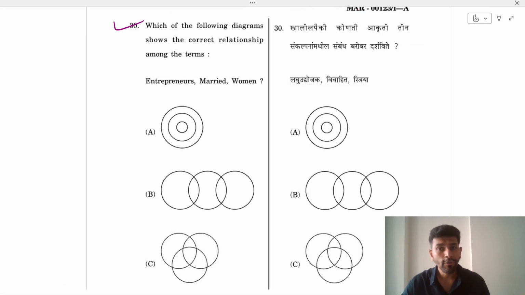Next, which of the following diagrams shows the correct relation among the terms entrepreneur, married, women? Some entrepreneurs will also be married, some married people will be women, and some entrepreneurs can also be women. So there will be a combination of all three. Option C is correct answer.